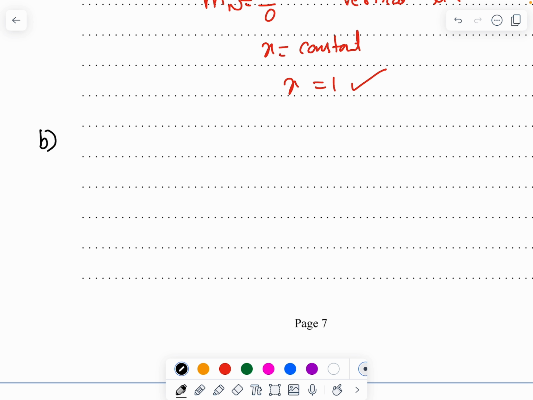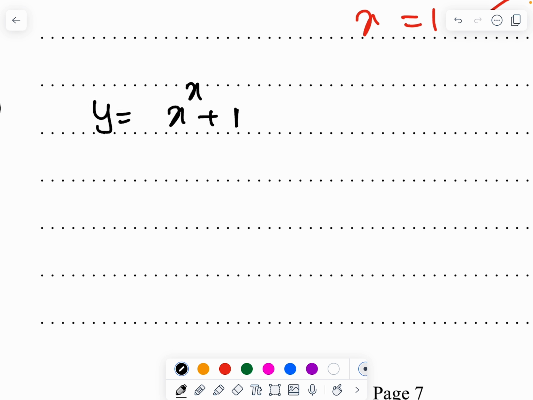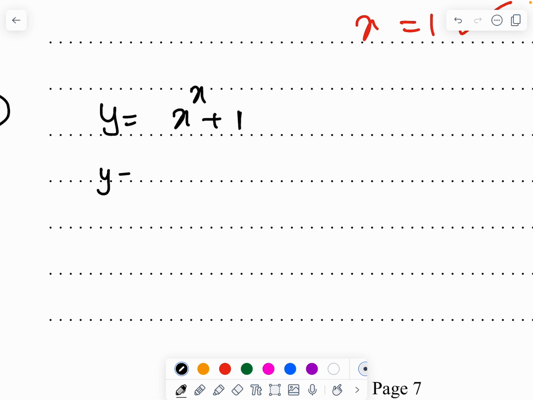Part B. Find the equation of the tangent line. y equals x power x plus 1. Now, when x power x plus 1 is there, you cannot find the derivative directly. So what am I going to write? y equals e power ln of x power x, and e power ln x power x is x power x. So y equals e power x ln x plus 1.